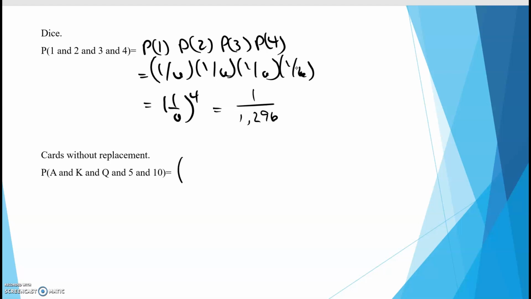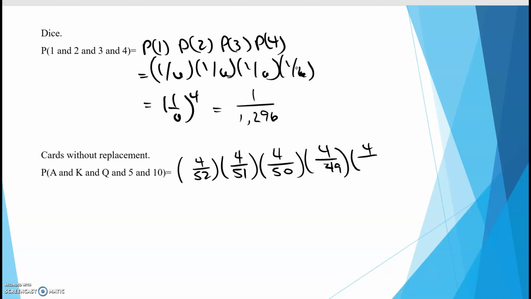So you have 4 aces out of 52. You take that card out and you throw it across the room. 4 kings out of 51 cards. Take that card, throw it out. 4 queens out of 50. 4 fives out of 49. 4 tens out of 48.